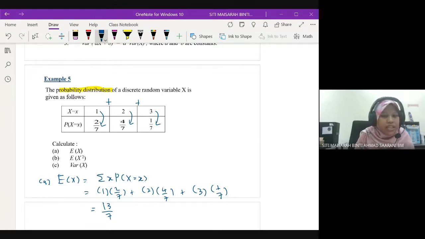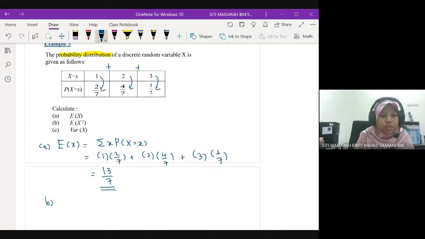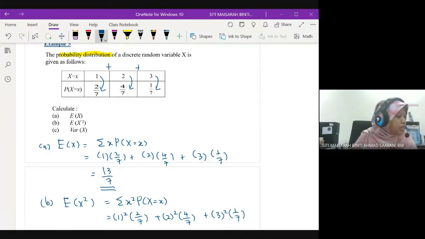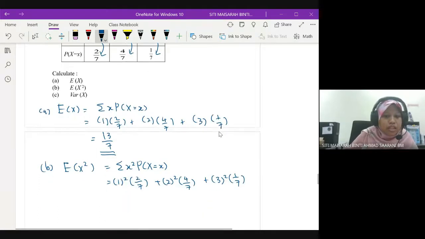Okay, so dah dapat EX. And then we want to find B. B is we want to find E of X square. So E of X square is summation x square multiply P of X equals to x. So 1 square multiply 2 over 7 plus 2 square multiply 4 over 7 plus 3 square multiply 1 over 7. So then we calculate, we get 2 over 7 plus 8 over 7 plus 9 over 7. So then we get 27 over 7. So this is E of X square.